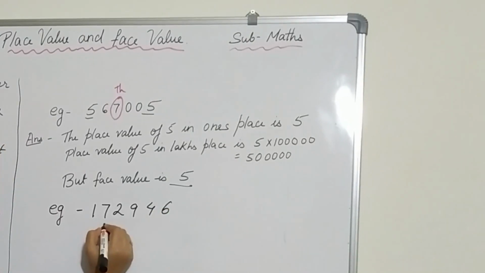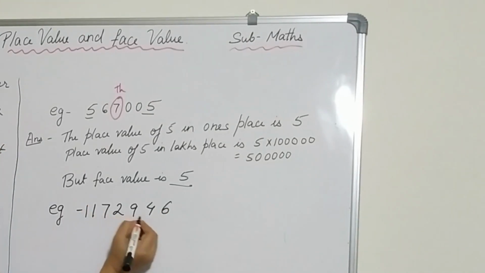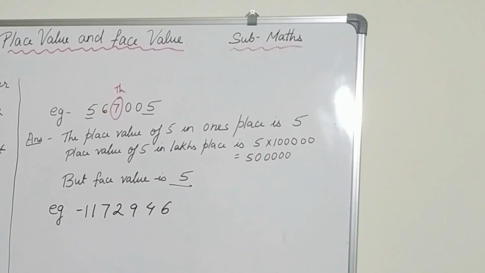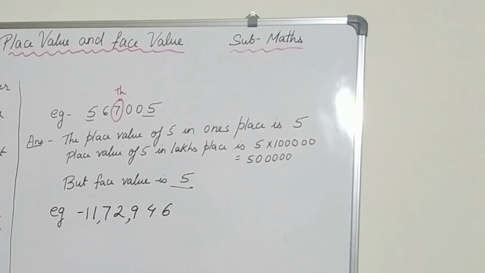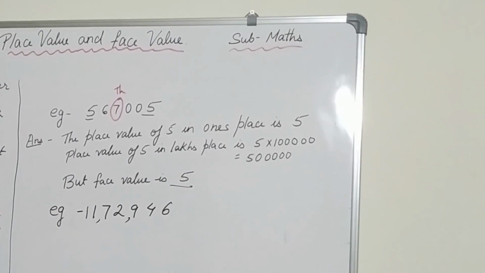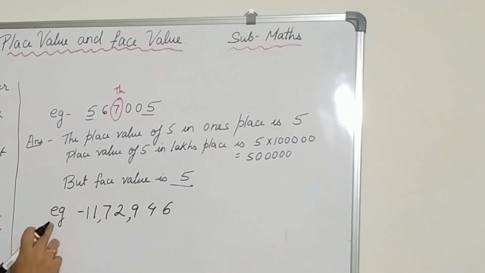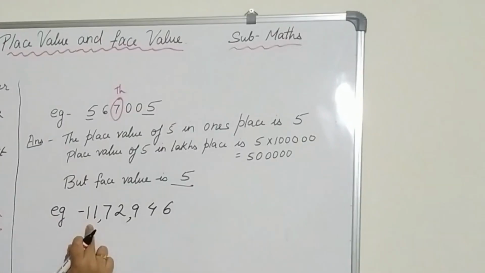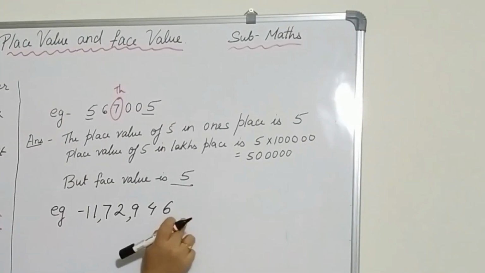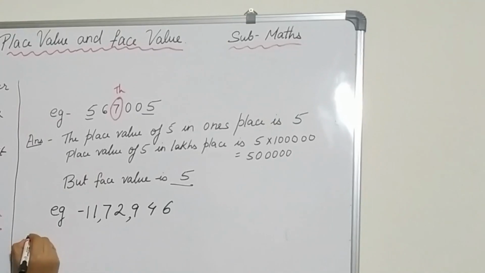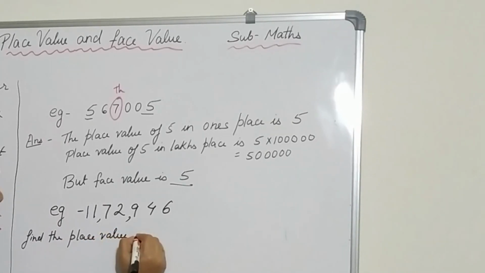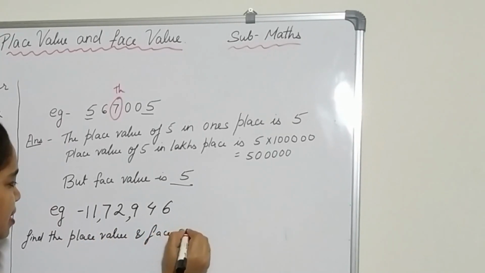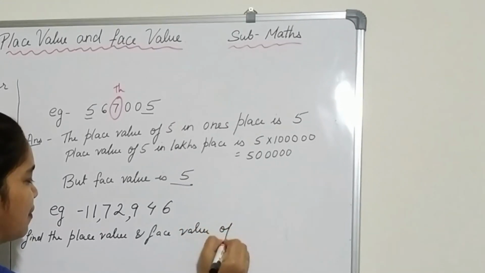1172946. So it can be written as 11,72,946. Yes, so we have taken an example, 11,72,946. We have to find the place value and face value of 2.